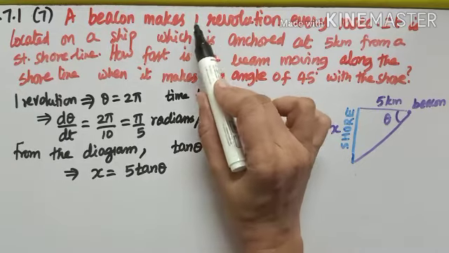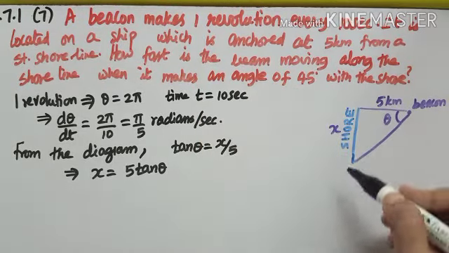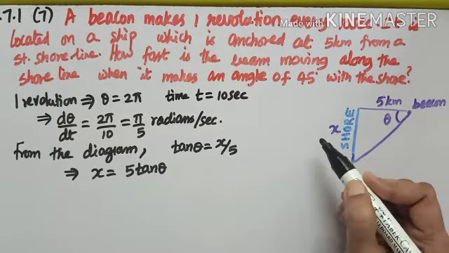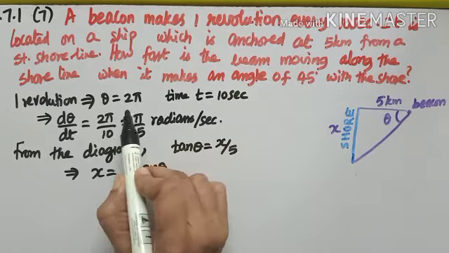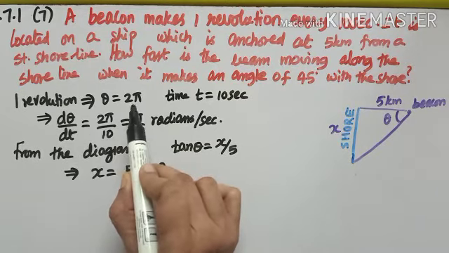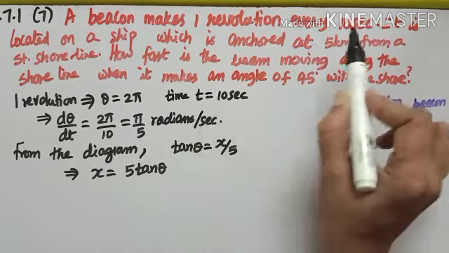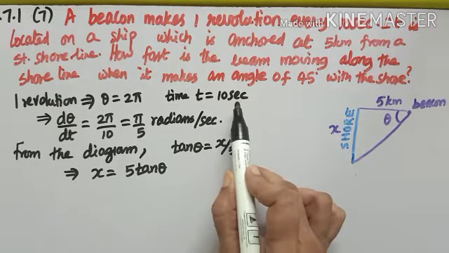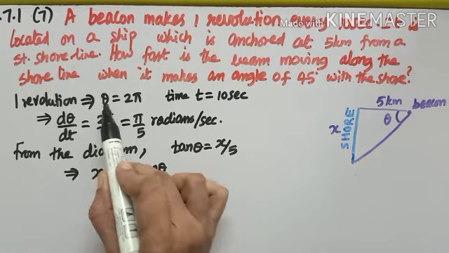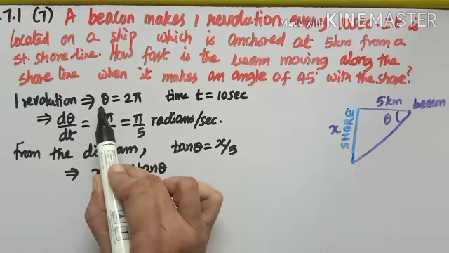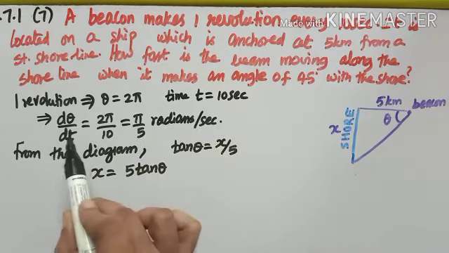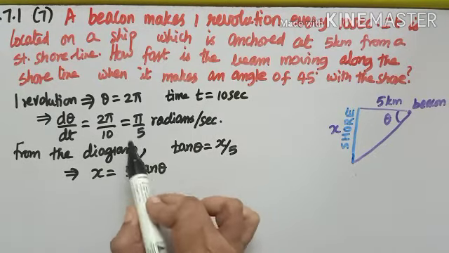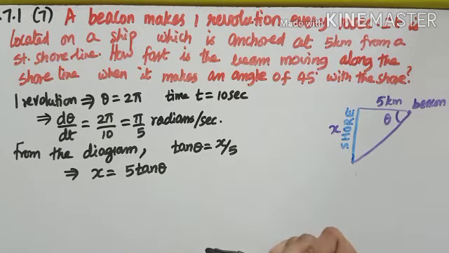The first line tells one revolution, that is one complete circle. One complete circle is 360 degrees or 2 pi radians. Take theta as 2 pi radians and the time taken is 10 seconds for one revolution. Therefore, d theta by dt, the rate of change of angle with respect to time, is 2 pi by 10, which simplifies to pi by 5.